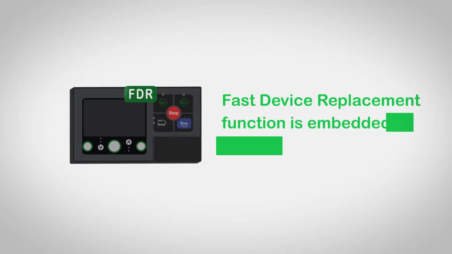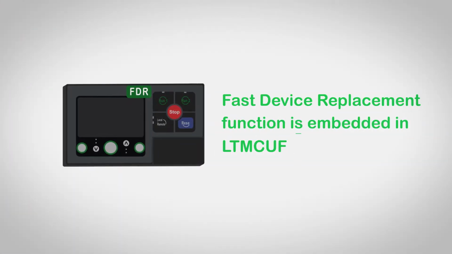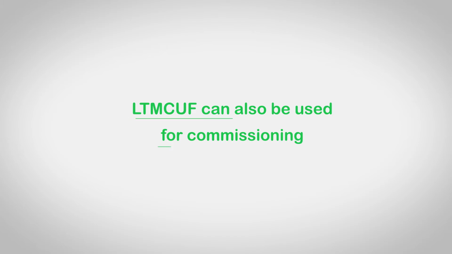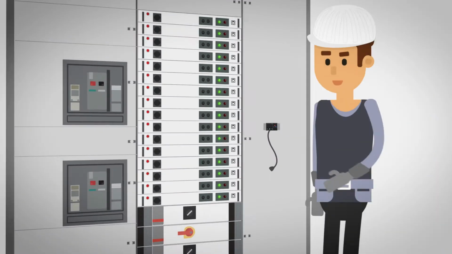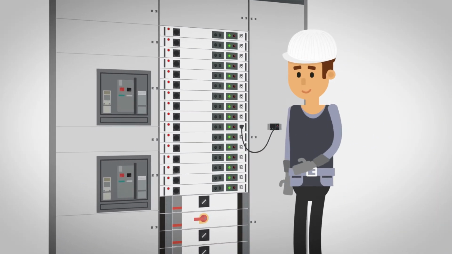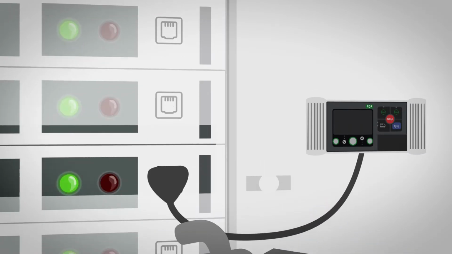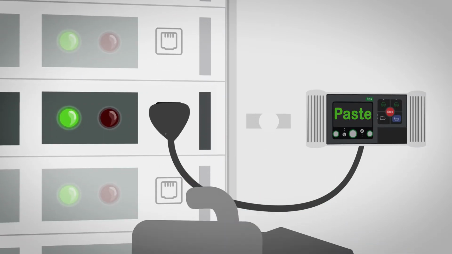Fast Device Replacement function is embedded in LTMCUF, the control operator unit for TeSys T. Thanks to the handheld kit, LTMCUF can be used as a portable device. It is particularly adapted for commissioning, to copy and paste the configuration.